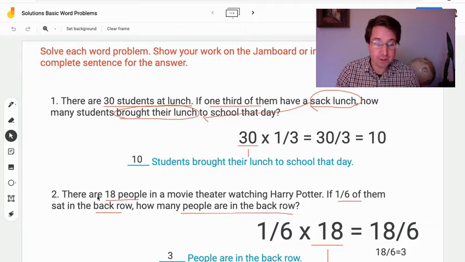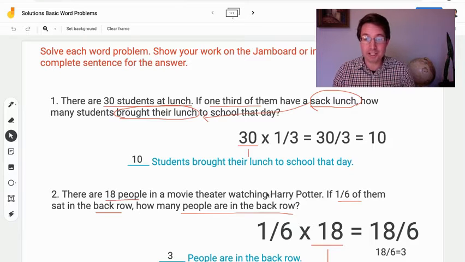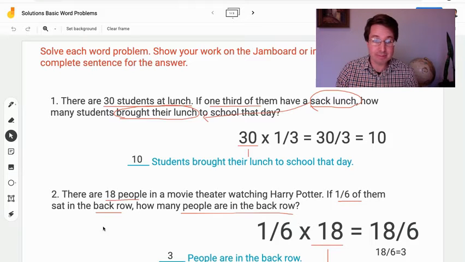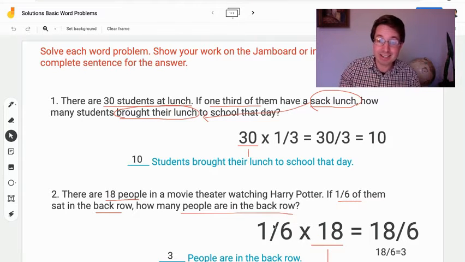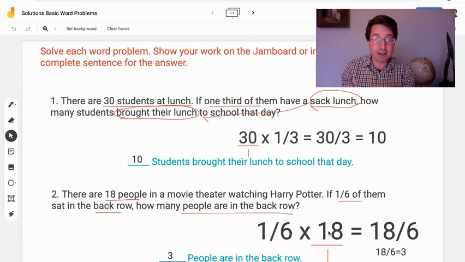Number 2, there are 18 people in a movie theater watching Harry Potter. If 1/6 of them sat in the back row, how many people are in the back row? So it is multiplication. So 1/6 times 18. Now, with multiplication, you can have it either way, right? 30 times 1/3, 18 times 1/6, 1/6 times 18. The order doesn't matter in multiplication.